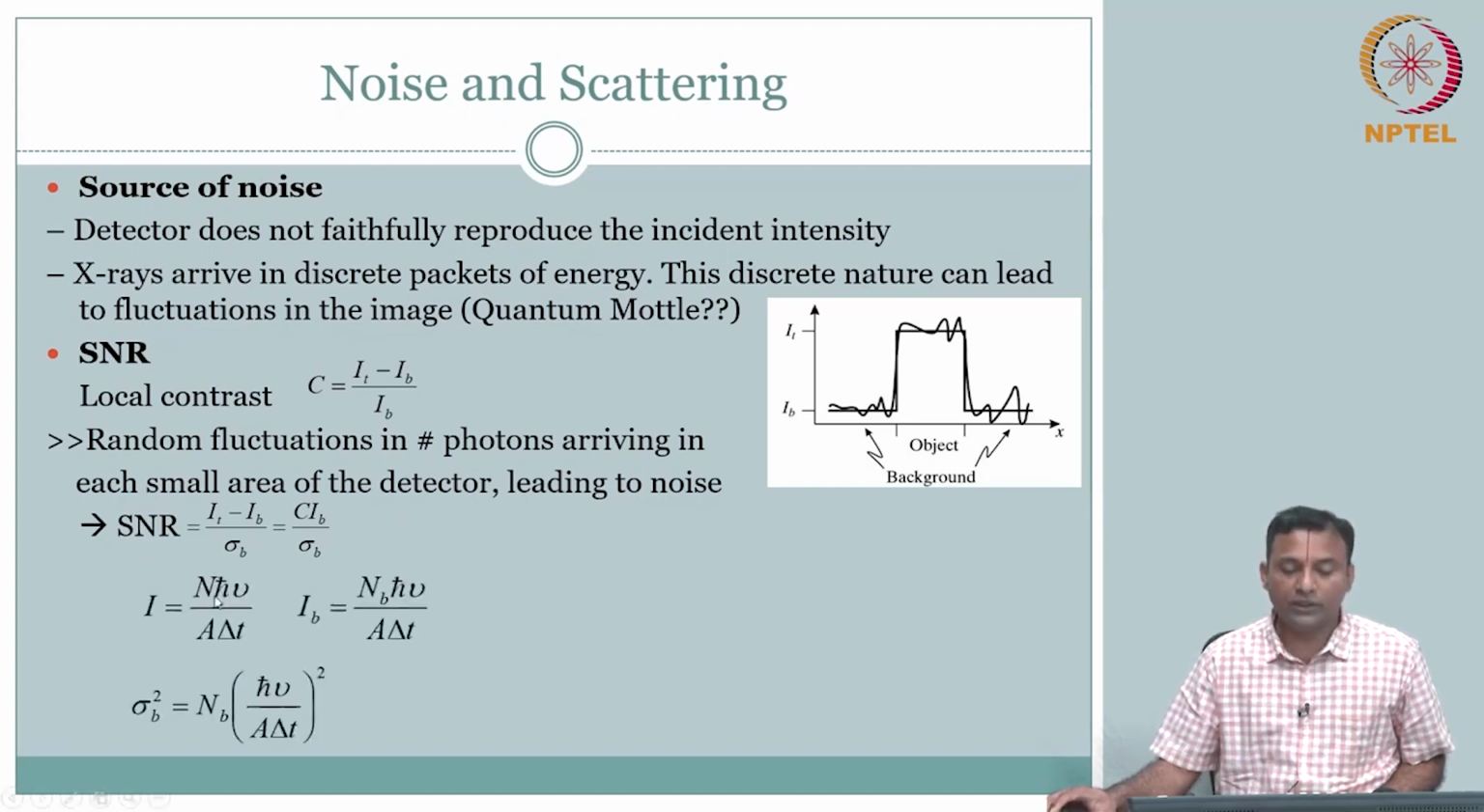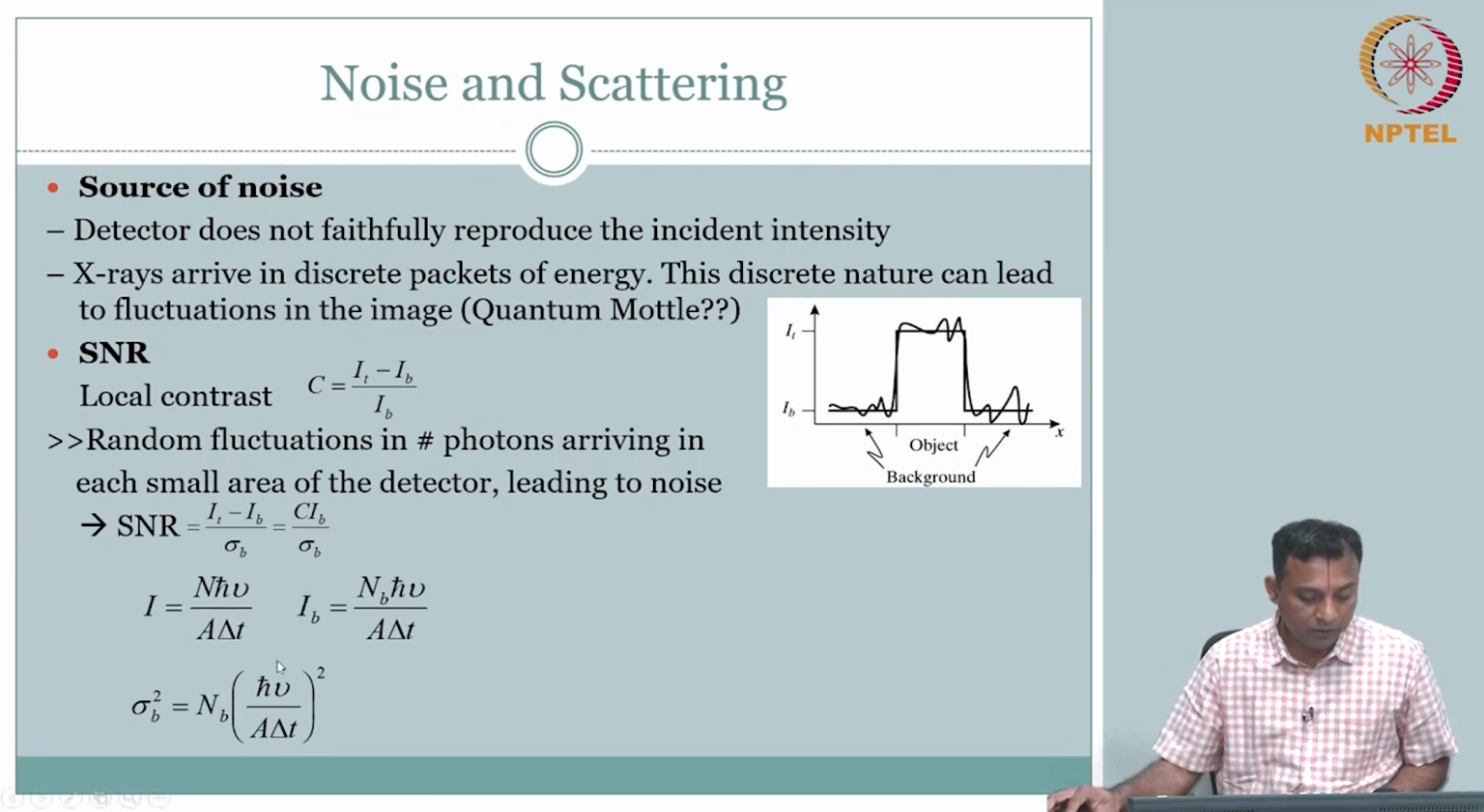So I know my n h mu by A delta t, this is the definition. Of course, be careful: when we talk about I equal to n h mu by A delta t, this is the regular formula, but then where do the fluctuations come from? The fluctuations come in n. So the fluctuation in the number of photons, the statistics of this, gets to your intensity fluctuation as well. So in the background you are going to have nb h mu by A delta t.